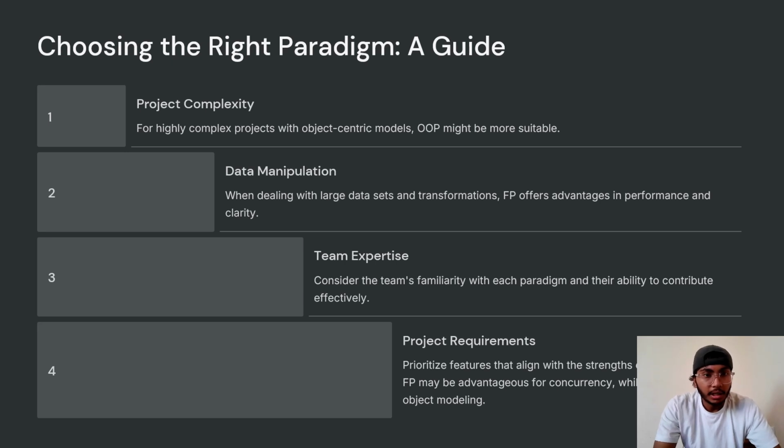Choosing the right paradigm, a guide. Project complexity. For highly complex projects with object-centric models, OOP might be suitable. Data manipulation. When dealing with large data sets and transformations, FP offers advantages in performance and clarity. Team expertise. Consider the team's familiarity with each paradigm and their ability to contribute effectively. Project requirements. Prioritize features that align with the strengths of each paradigm. FP may be advantageous for concurrency, while OOP excels in object modeling.